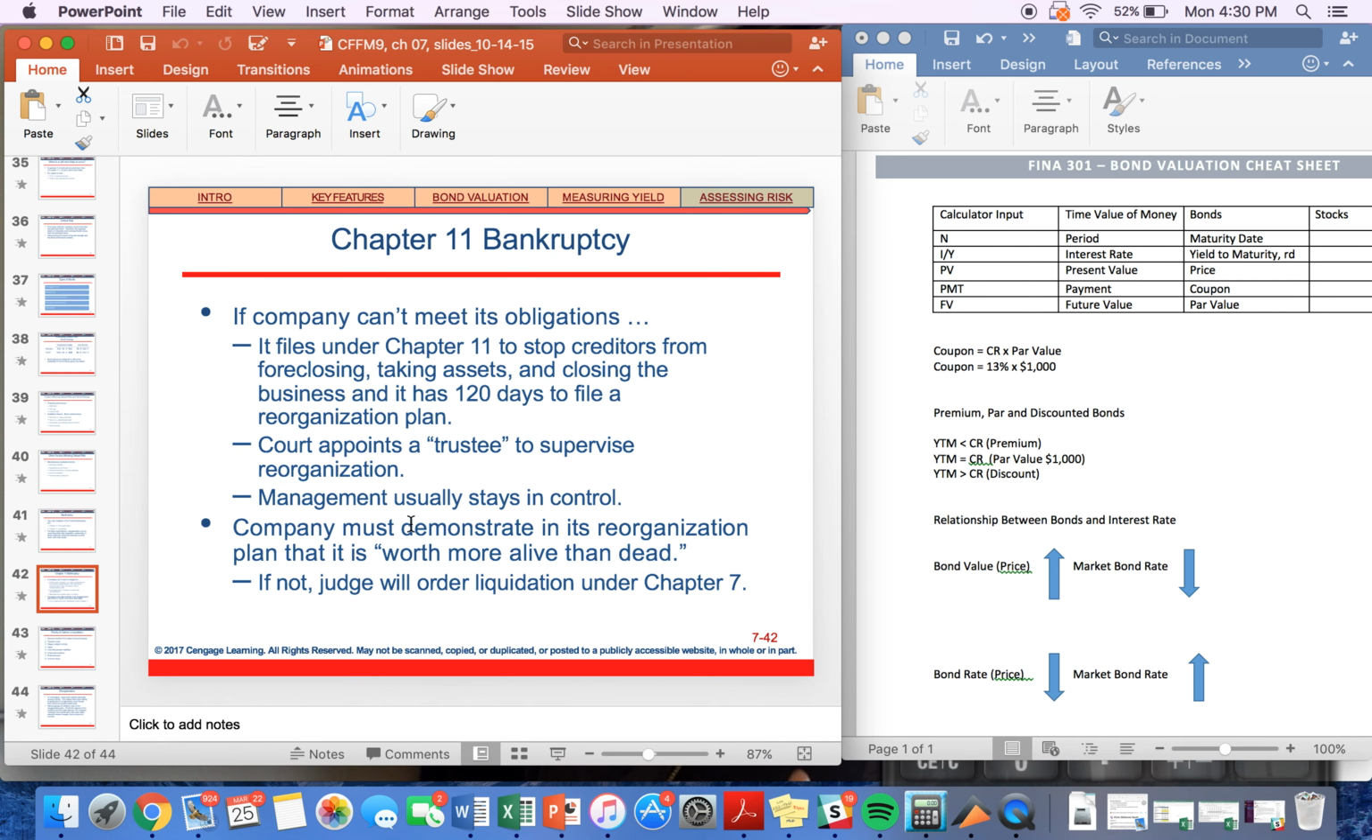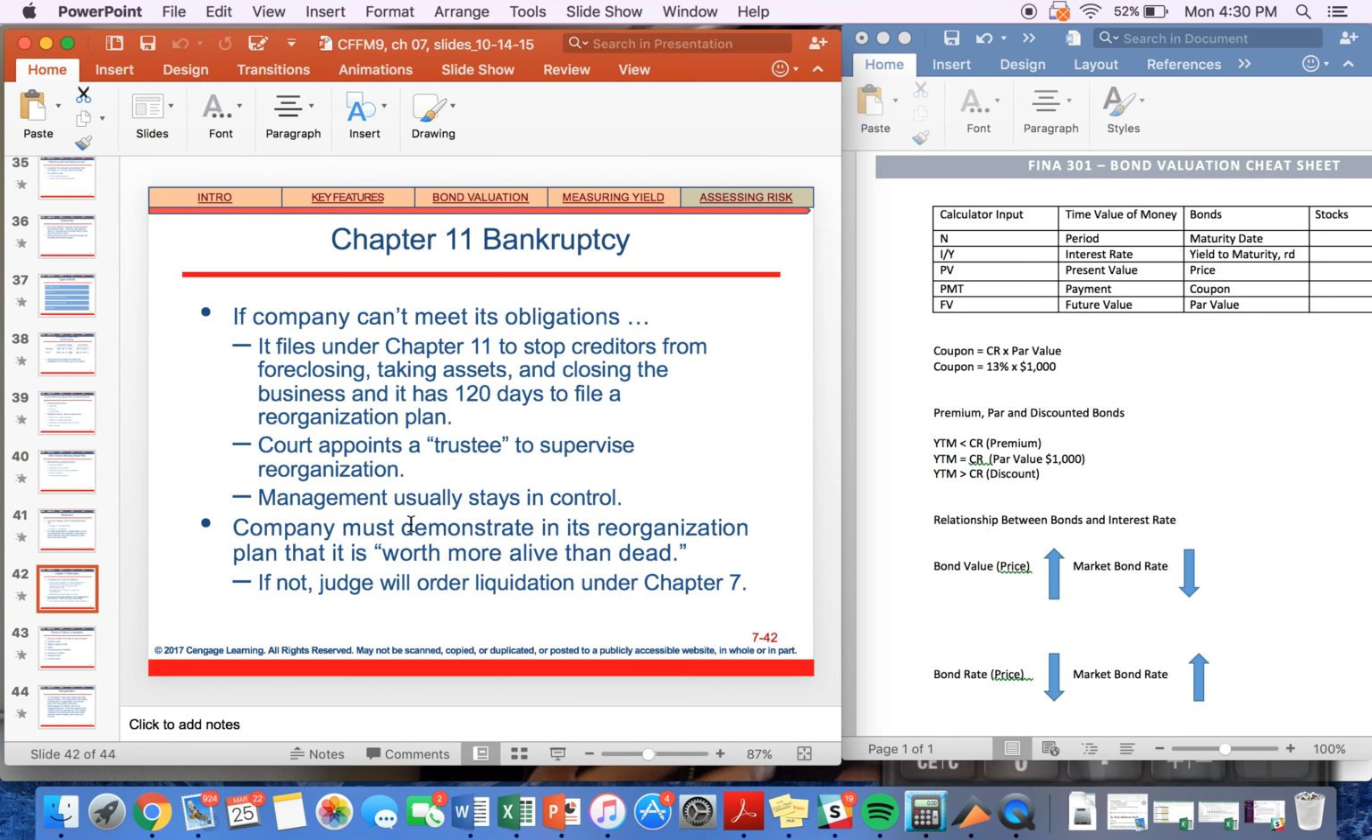So Chapter 11 bankruptcy, if a company can't meet its obligations, it files a Chapter 11, and what this allows them to do is it allows all creditors, so all people that you owe money to that are banging on your front door, it allows them to completely cease and desist that, come after you, anything like that.